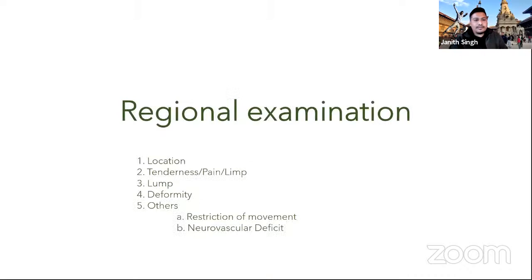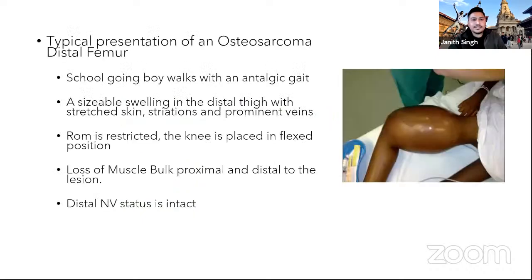Coming to regional examination, there are six things that you want to look at. You want to look at the location, tenderness, pain, or limp. You want to describe the lump or the swelling, and then you want to describe a deformity if there is any, and you want to describe the restriction of movement, and also if there is any neurovascular deficit.